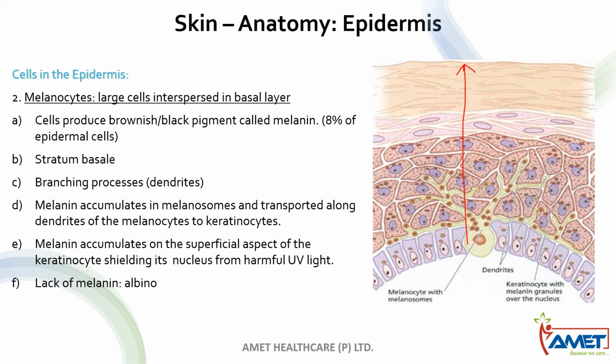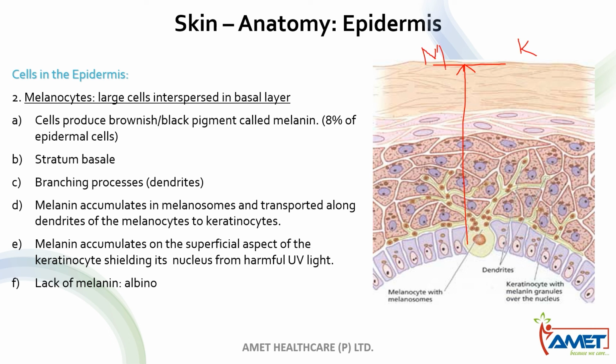And as the keratinocyte has a property of moving upwards from the basal layer to the stratum corneum, melanosomes also get accumulated on the superficial layer of the keratinocytes, and they are pushed towards the stratum corneum. Here, keratinocytes release keratin, and melanocytes produce melanin.